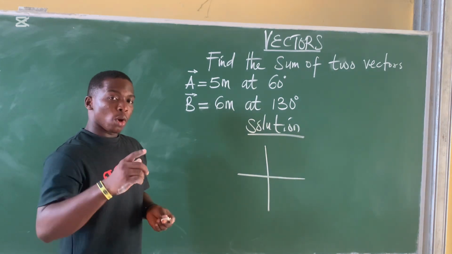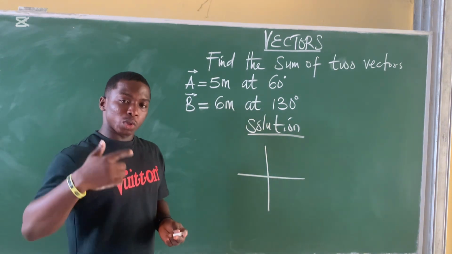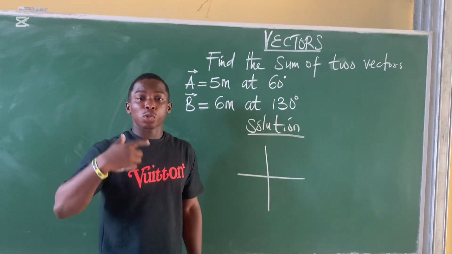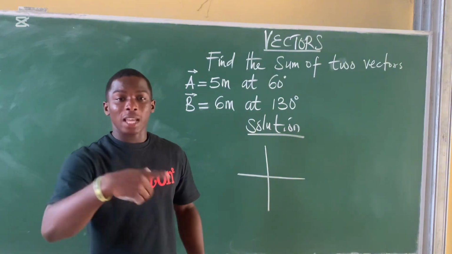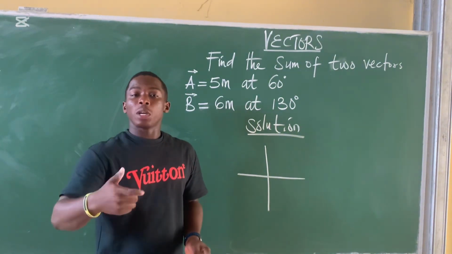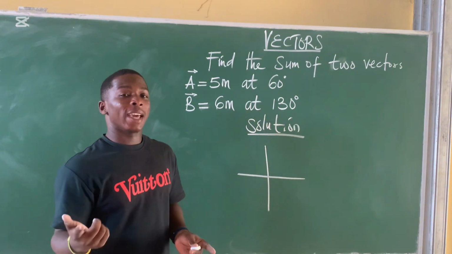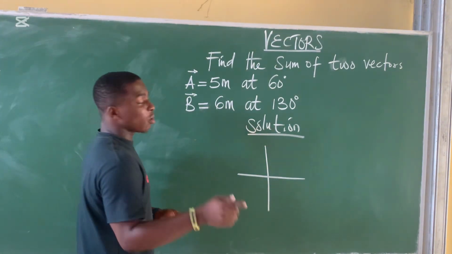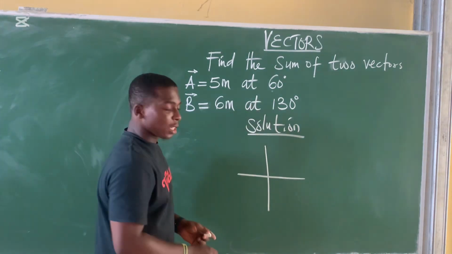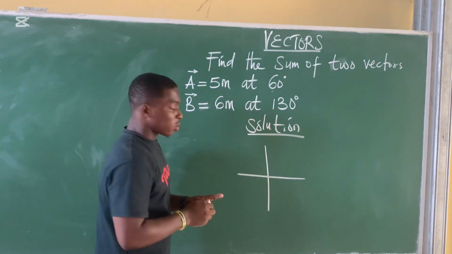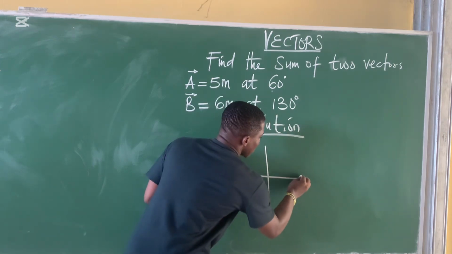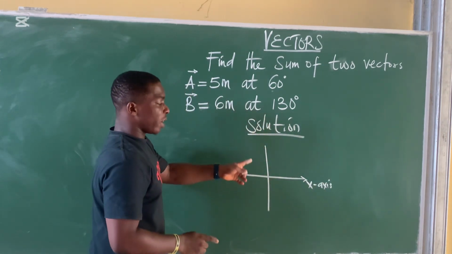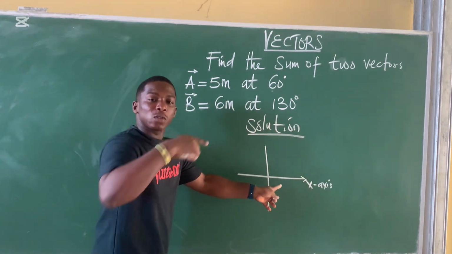Now, please take note, whenever you want to sketch the angle of a vector, it must always be inclined to the x-axis. So it means that if I'm drawing the angle, it must always come from the x-axis, alright? So to draw the angle for vector A, the angle for vector A is 60 degrees, alright? It means it must come from the x-axis. So it must come from this part. This is my x-axis. So the angle for vector A must be inclined to the x-axis.